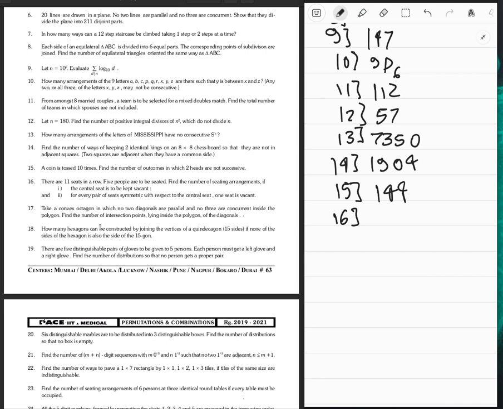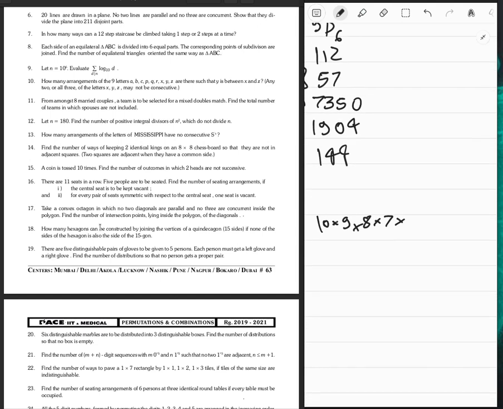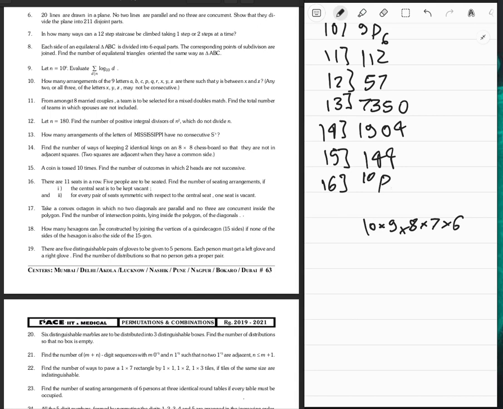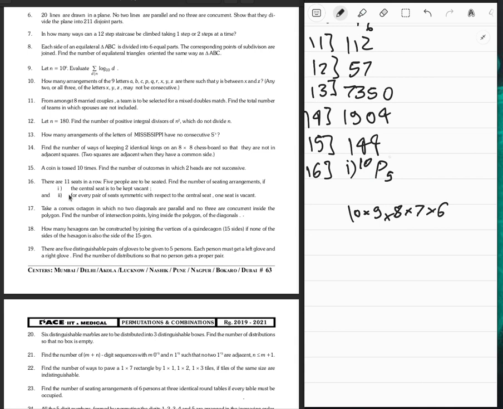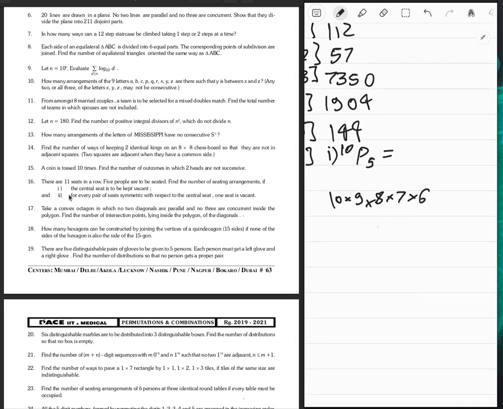Sure, that's just how it is, right? So first guy is like 10. Yeah, that's just the thing. So 10P5, which is like 10 times 9 times 8 times 7 times 6. That's the thing, right? That's only the first part actually. Central seat kept vacant is just a thing, it just happens to be. Who cares? I won't actually calculate this.